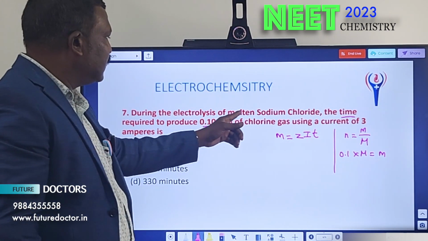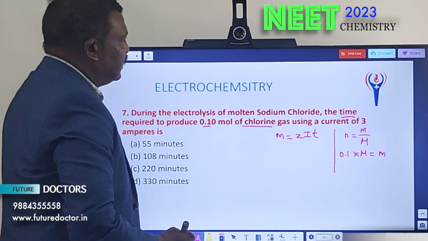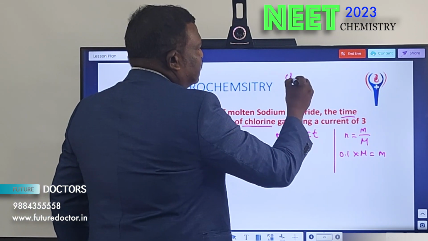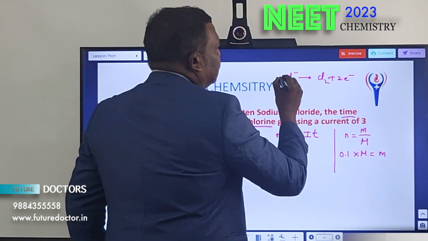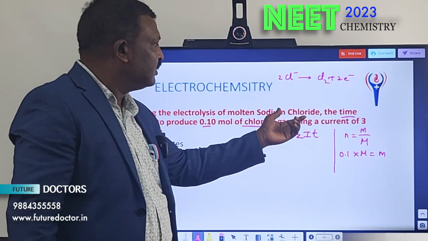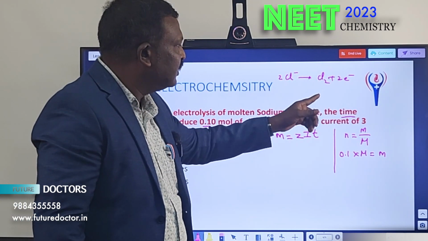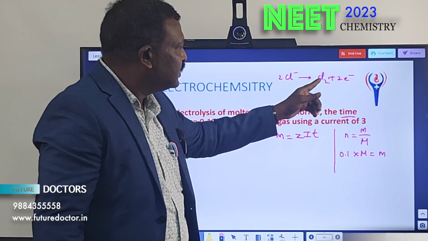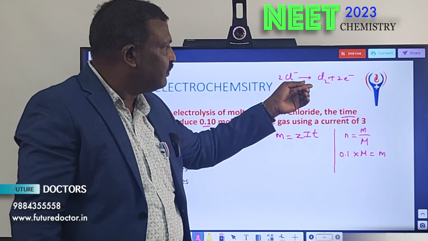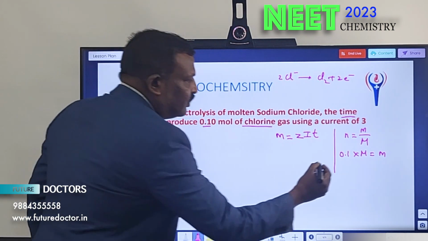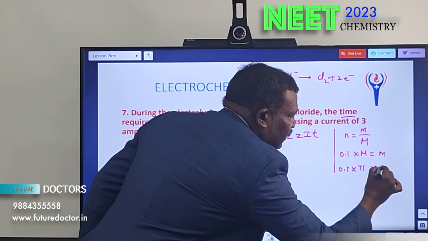What's the question? During the electrolysis of molten sodium chloride, the time required to produce 0.10 mole of chlorine gas. Okay, chlorine gas is given, no? So here, what's the equation means? Cl minus gives Cl2 plus 2 electron. This is the equation. Equation keep in mind. In sodium chloride, Cl minus is there. So it is going to deposit on an electrode in the form of Cl2. Okay. So Cl2 is a molecule, no? So 1 Cl, 35.5. Here 2 Cl, no? The 35.5 into 2, it is considered as 71, so 0.1 into 71.